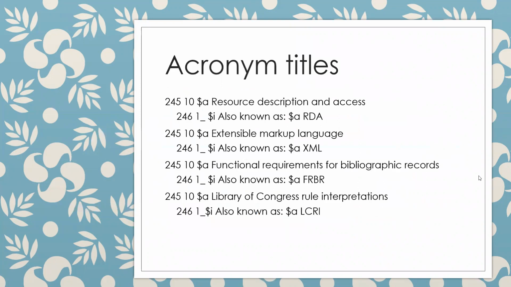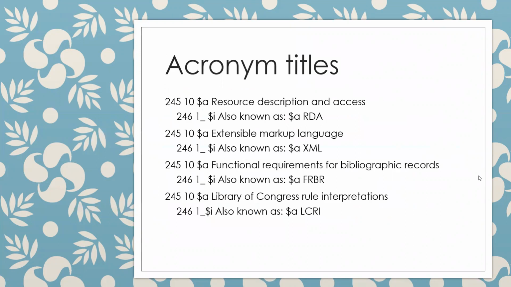Okay, so let's move on to acronym titles. For acronyms, you need to record the full name in the 245 and the acronym in 246 1, second indicator blank, prefaced by subfield I, also known as, and then the acronym should be in subfield A. So let's look at our examples.